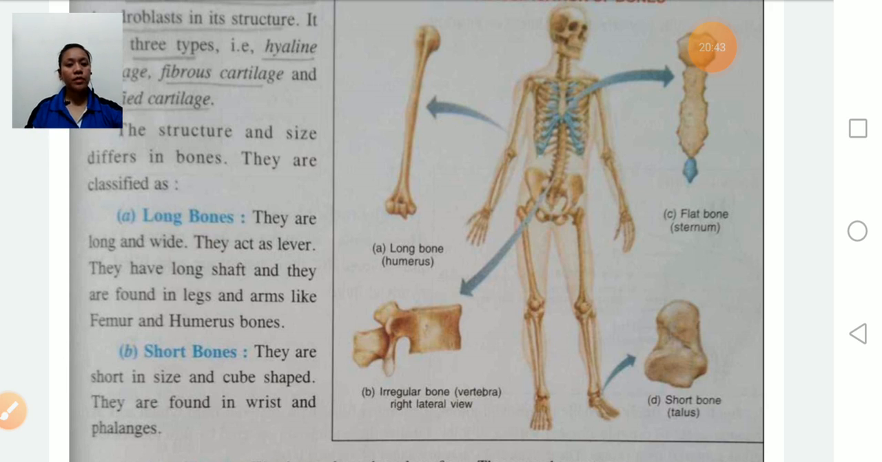Next is short bone. Short bone is short in size and cube in shape. They are found in the wrist and ankle.